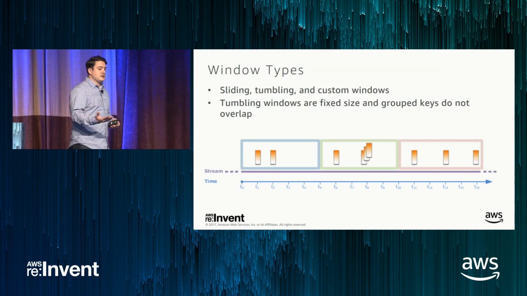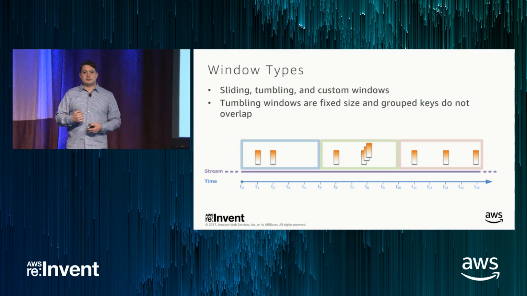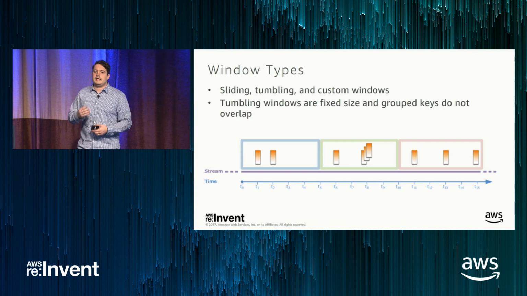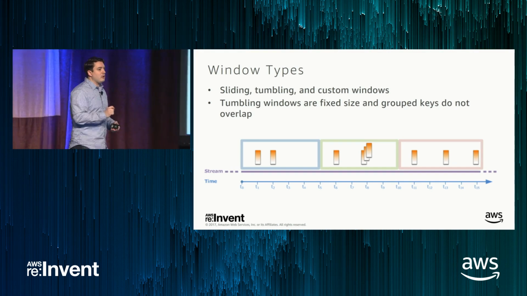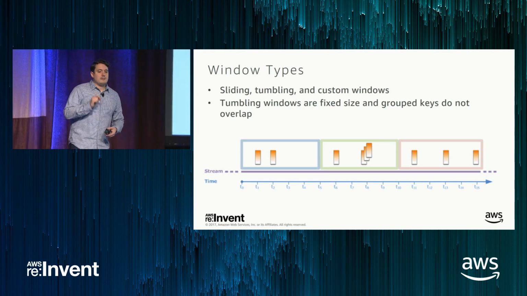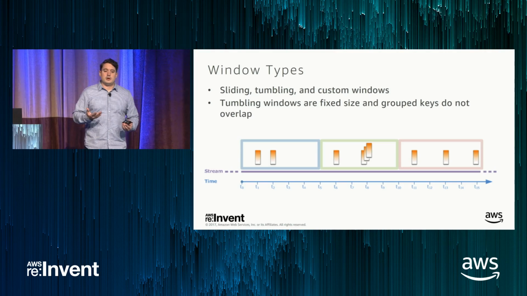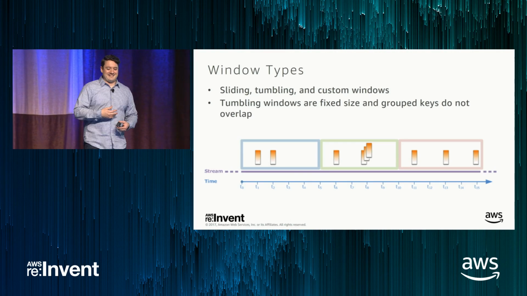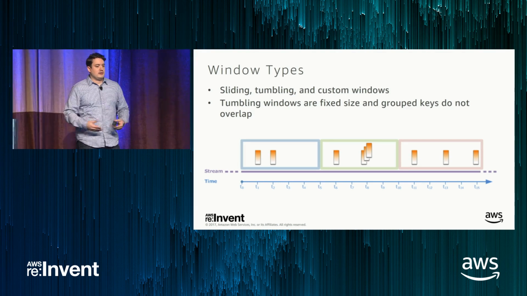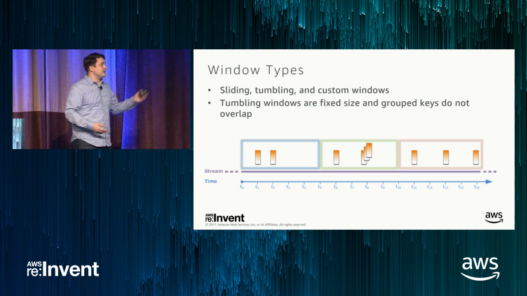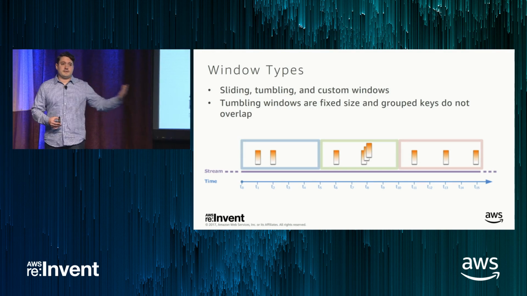I mentioned there are several different window types. The example we have up here is a tumbling window. What makes a tumbling window unique is that it's a fixed size and grouped keys do not overlap. Meaning that from left to right, the results, if I'm just doing a count, would be 2, 4, 3. They're non-overlapping. They're the same size. The size in this case is defined by time. So t is equal to 0 to 5, 5 to 10, 10 to 15.